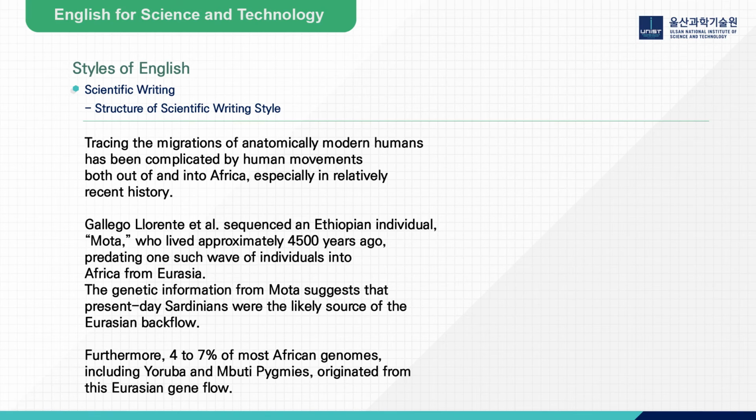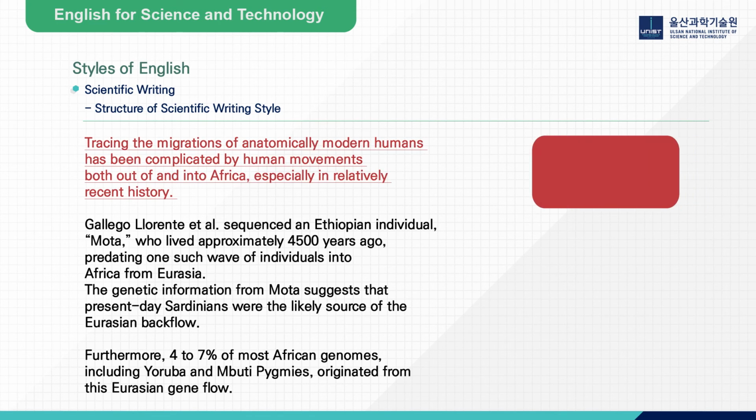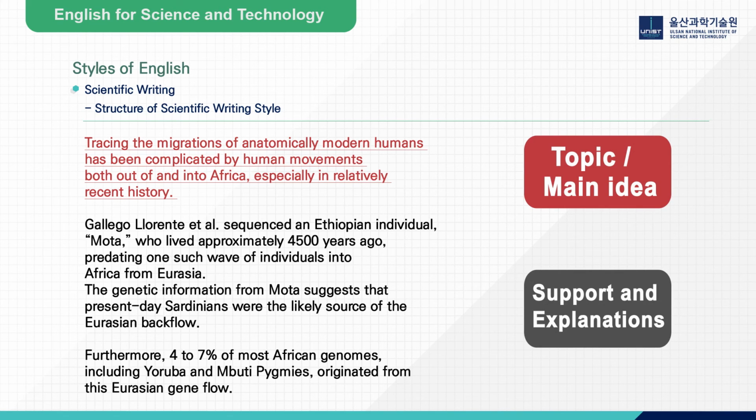And take a look at the structure of this passage. The first sentence of the passage or paragraph provides the topic or main idea of this paragraph. The rest of the sentences support this topic sentence by providing evidence and elaborated examples. This is one of the characteristics of scientific English compared to other styles of English, such as fiction or message board communication.